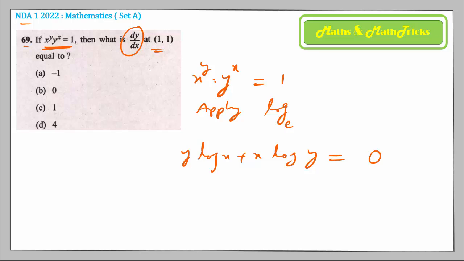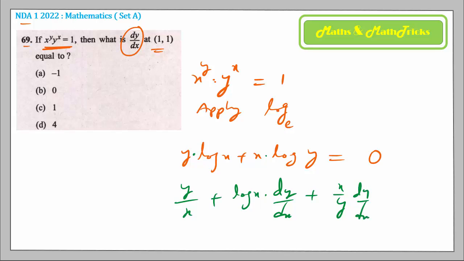You have to get the dy by dx out of it. For the first term, u into v rule: y by x plus log x into dy by dx as the derivative of y with respect to x. For x into log y, the derivative will be x by y into dy by dx. Then plus log y into the derivative of x, which is 1. So this is equals to 0.